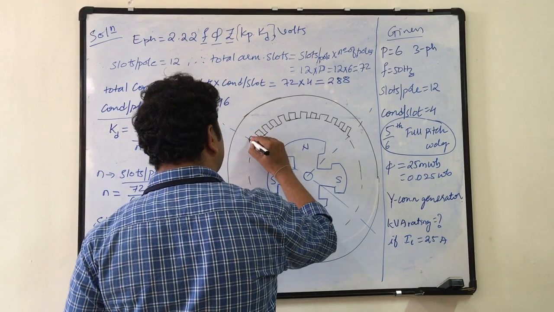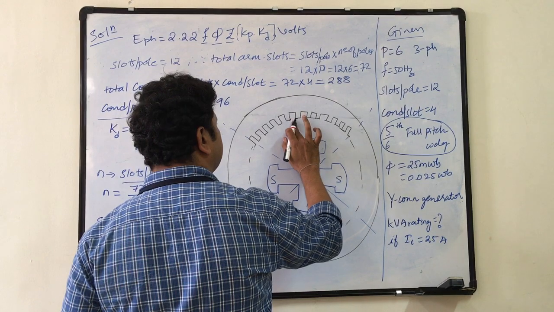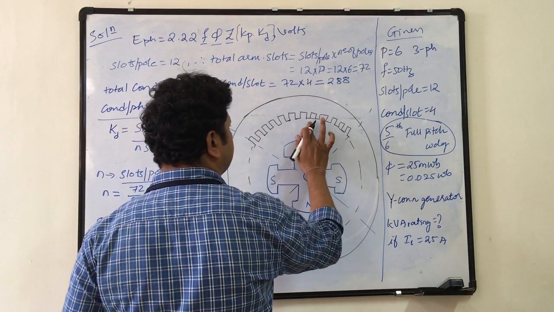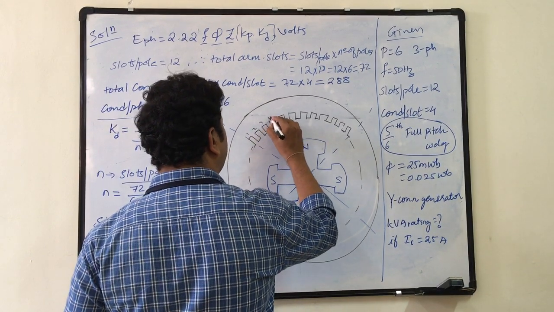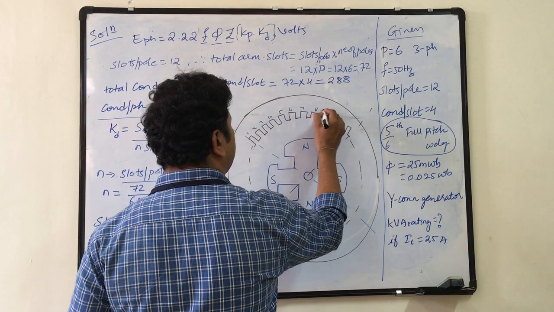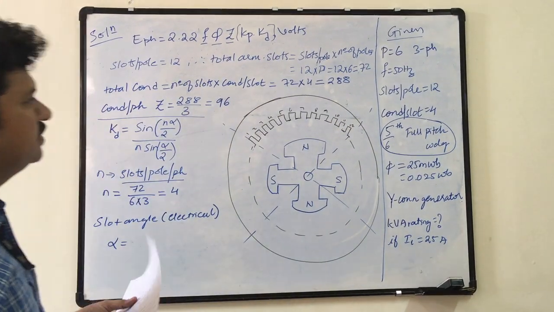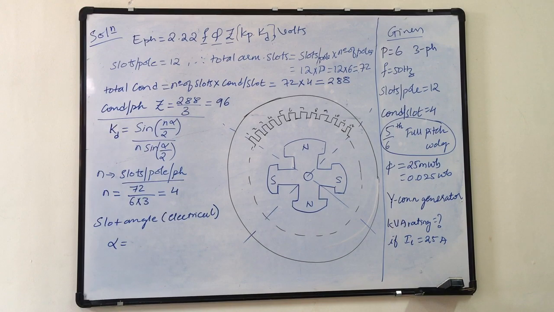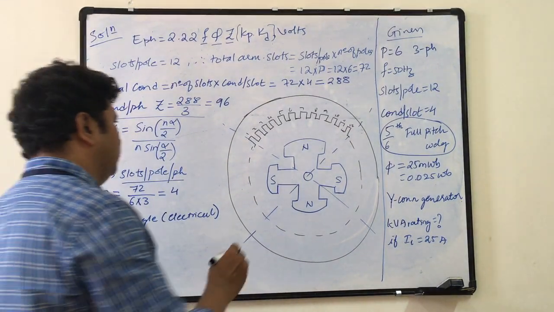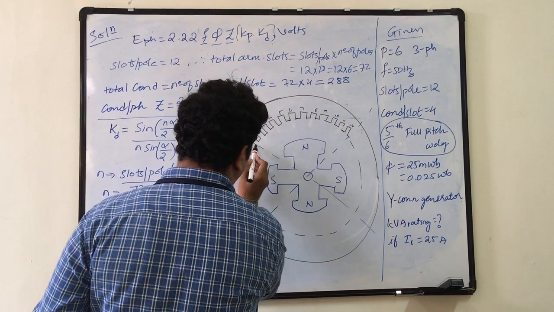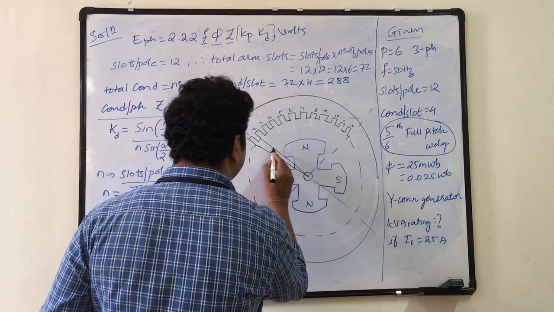So there are 12 slots per pole. 1, 2, 3, 4, 5, 6, 7, 8, 9, 10, 11, 12. So I have 12 slots per pole. Now what is slot angle? I told yesterday, the angle subtended at the center. This is one slot angle. This is alpha.